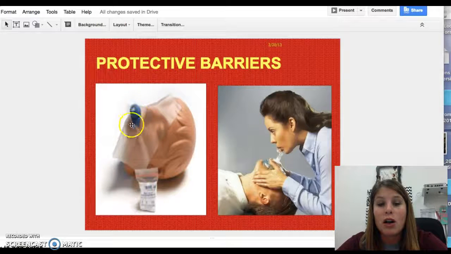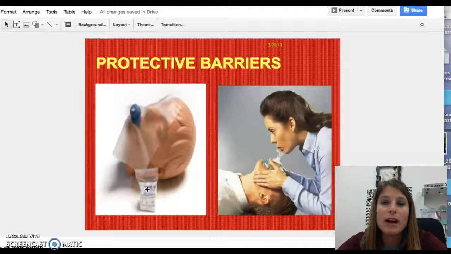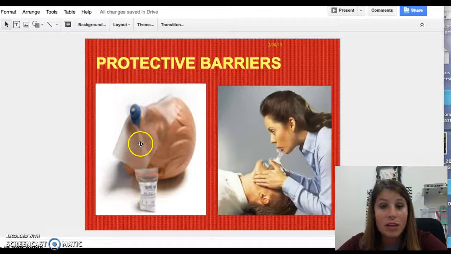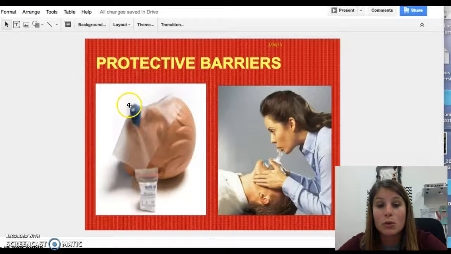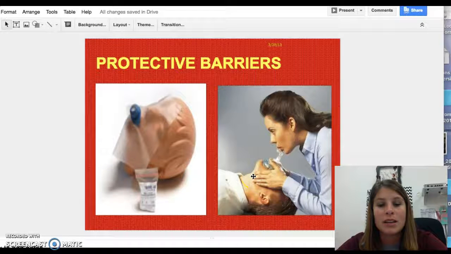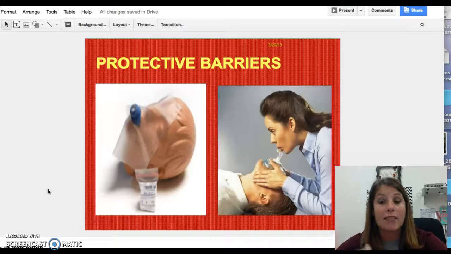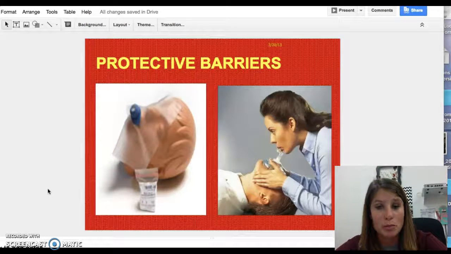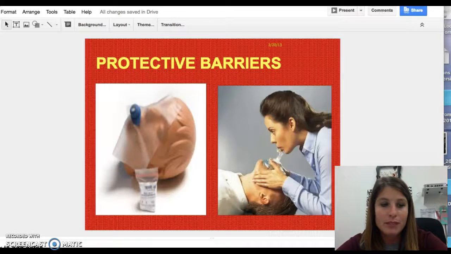We have this one that we call a little pocket barrier, and it folds up really small. It's very simple. You're just literally breathing through the blue valve. Over here, we have a one-way valve mask that is a little bit bulkier, but it does make it a little bit easier to use. Both of these allow you to get your oxygen into the person's lungs without having to actually put your mouth on top of their mouth.